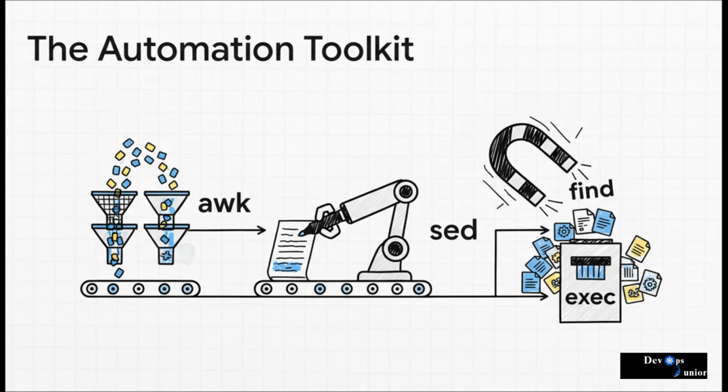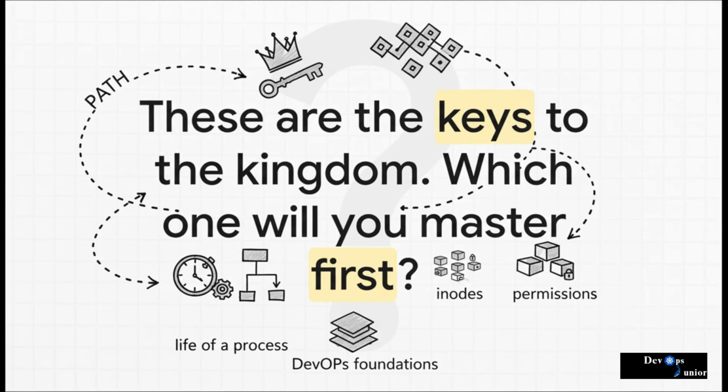And this way of thinking, it applies to your whole toolkit. When you really master awk for slicing and dicing logs, or sed for tweaking config files inside a CI pipeline, or using find to automate tasks across tons of files, that right there is the bedrock of really powerful, really reliable automation. So the path, the life of a process, the inode, and permissions.